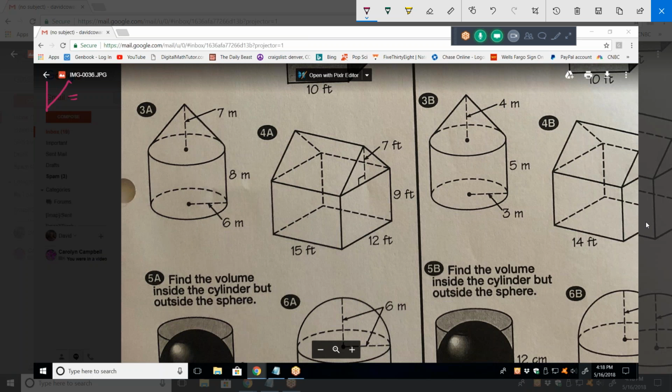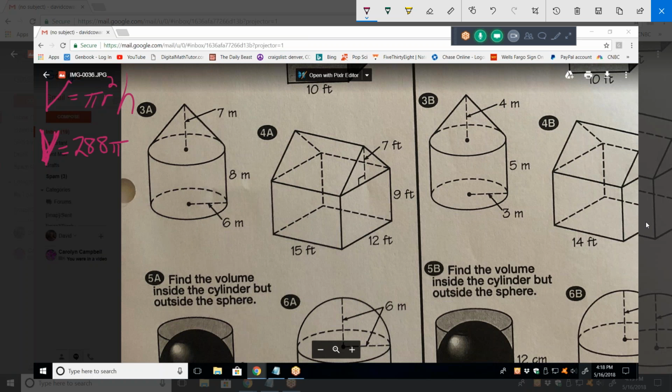Like the formula? Yeah, always start with the general formula. That's a great place to start. Pi times radius squared times the height. Okay. So what is that? What's 36 times 8? Let me check. 288. Okay, in this case, it's 288 pi.